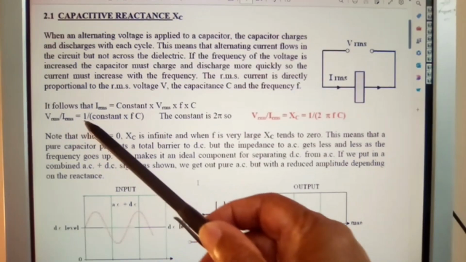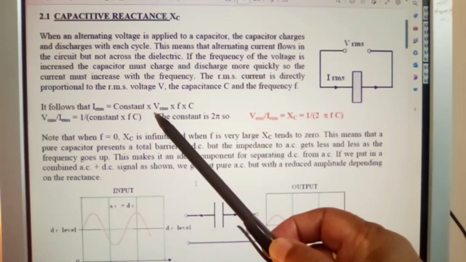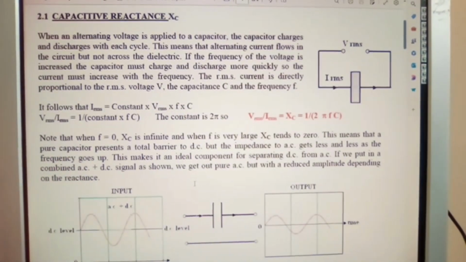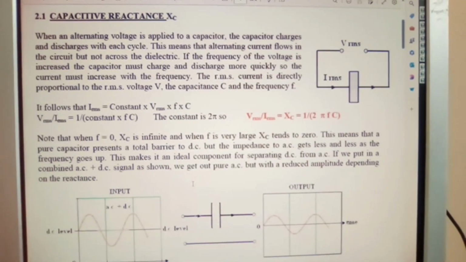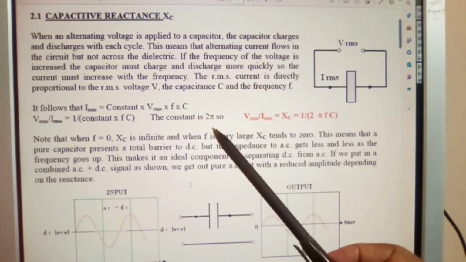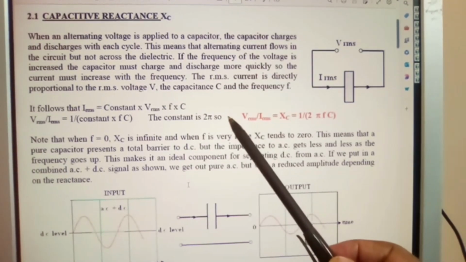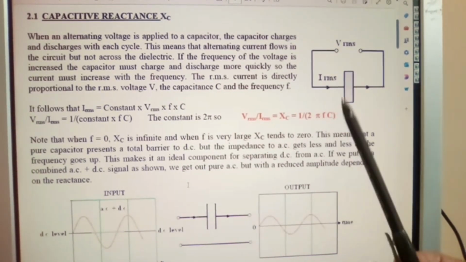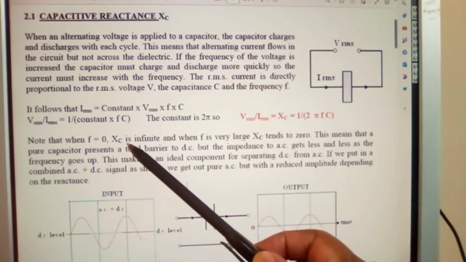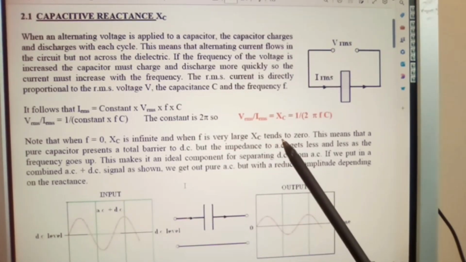Now it follows that IRMS equals constant times VRMS times F times C. VRMS over IRMS equals 1 over constant times FC. The constant is 2 pi. So you can read this for yourself. I don't need to go through that. You can see the formulation there for yourself. Note that when f equals 0, XC is infinite. And when f is very large, XC tends to 0.